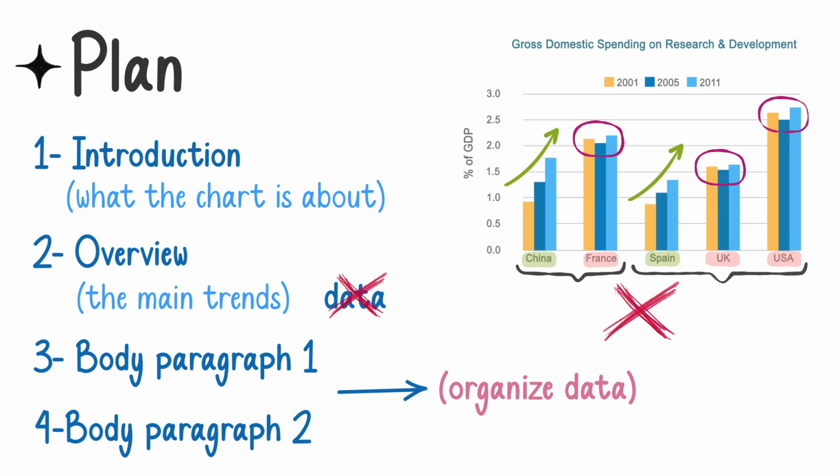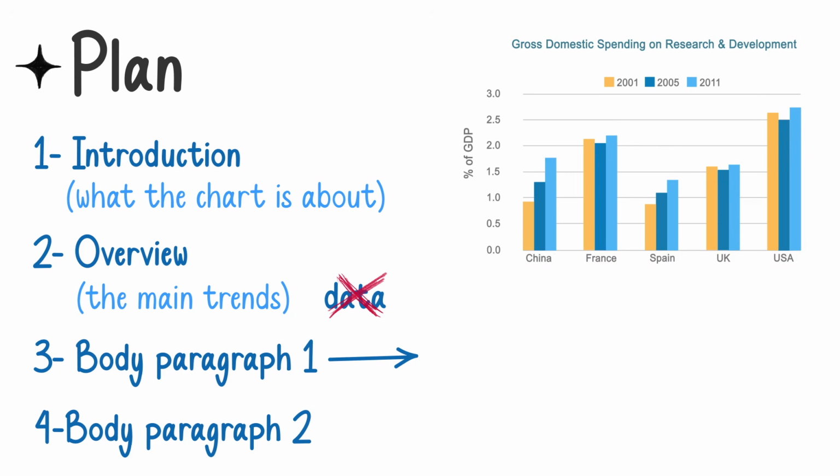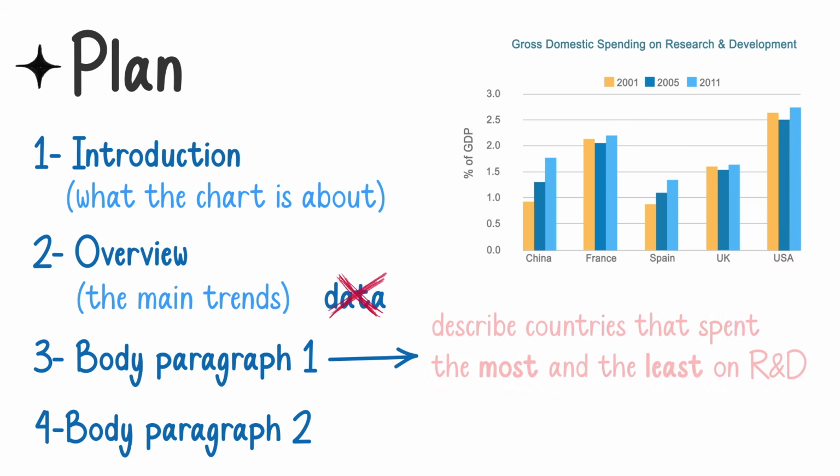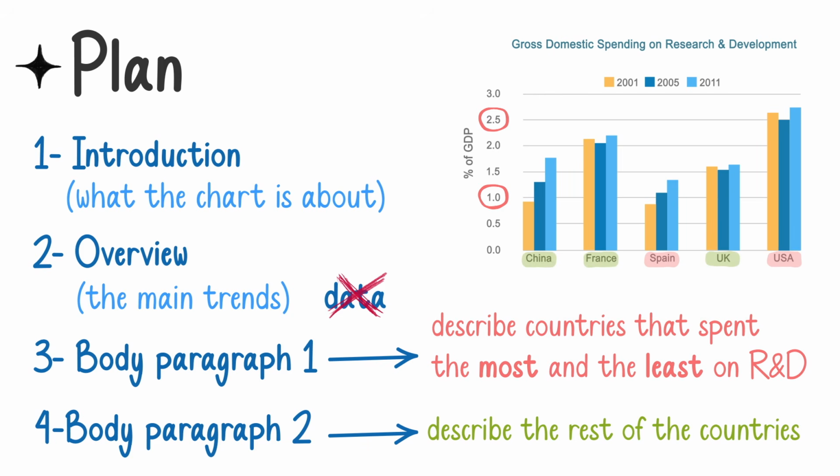There should be logic behind the way you categorize or group data in each of the body paragraphs, all right? So what I'm going to do is, in body paragraph 1, I'm going to describe the countries that spend the most and the least on R&D, research and development, all right? So the USA and Spain will be written in the first body paragraph, and the rest of the countries, UK, China, and France will be described in the second body paragraph. This is a good way to group data, to categorize data in writing our bar chart.